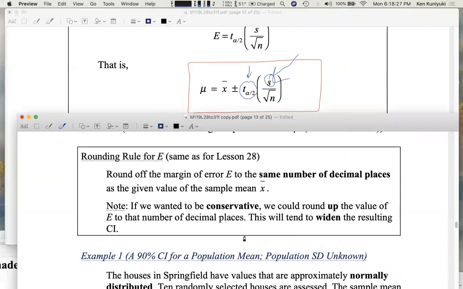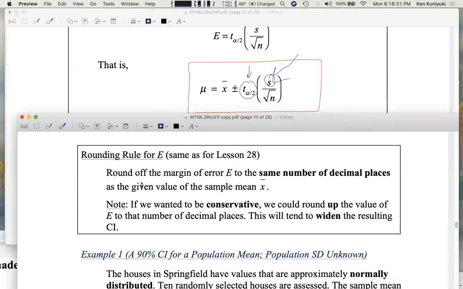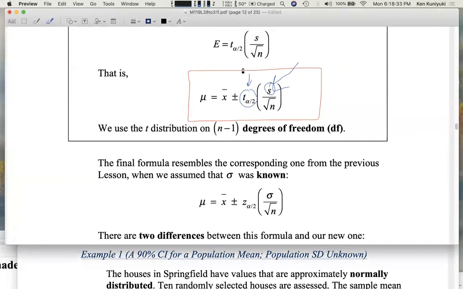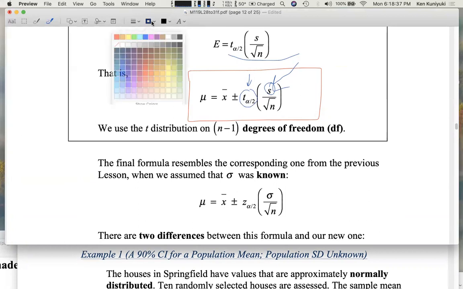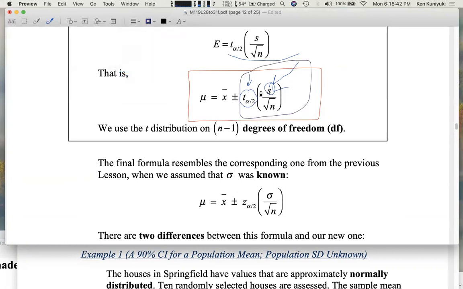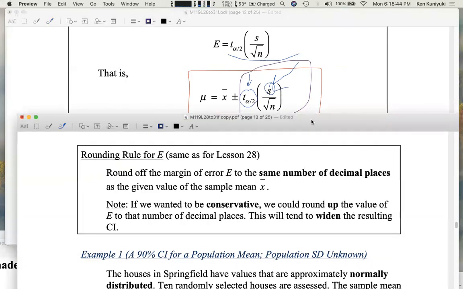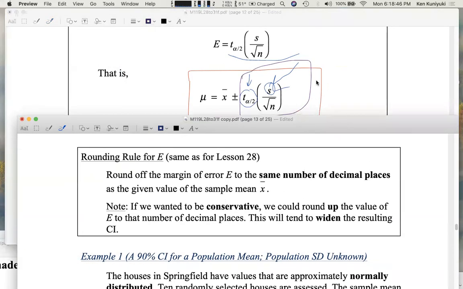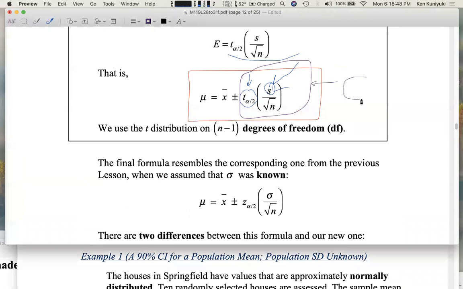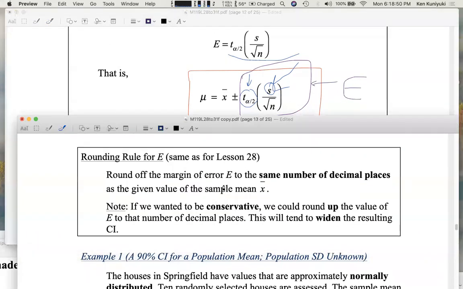Before we do our first example, remember that the rounding rule will be the same. So we're going to round off this margin of error E. That's this whole guy here, right? The margin of error is this whole thing over here. We're going to round off the margin of error E. This is E. We're going to round it off to the same number of decimal places as the given value of the sample mean, x bar. So the same as for lesson 28.